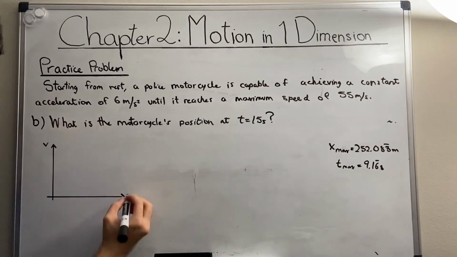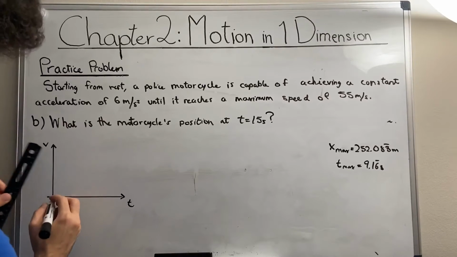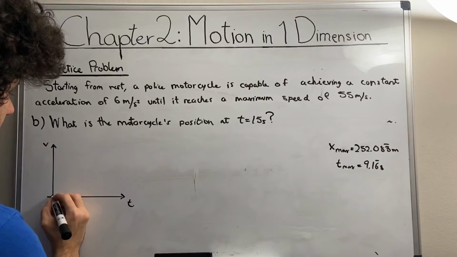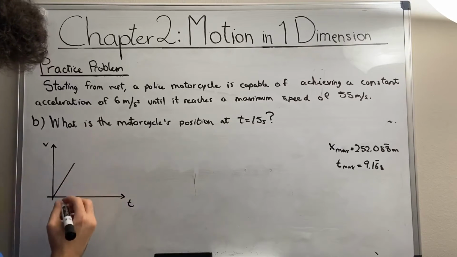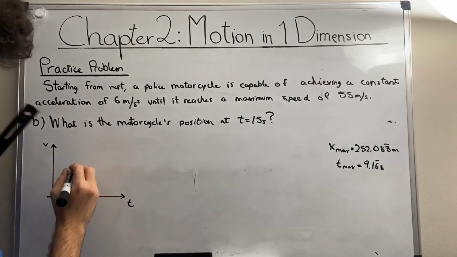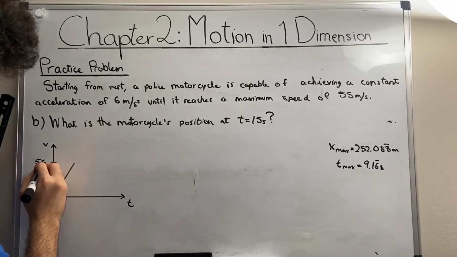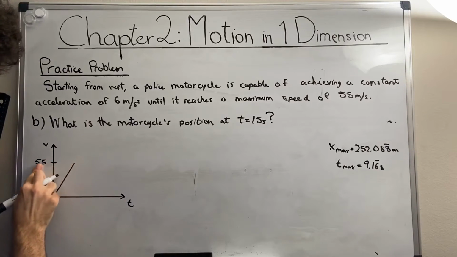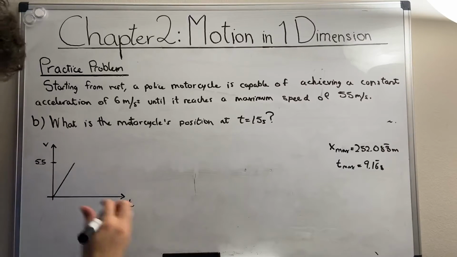The velocity versus time. So we start at, okay, the velocity is initially 0 at time equals 0. Then it increases at a rate of 6 meters per second squared, right? Until it reaches 55 meters per second. I can just write 55 here.